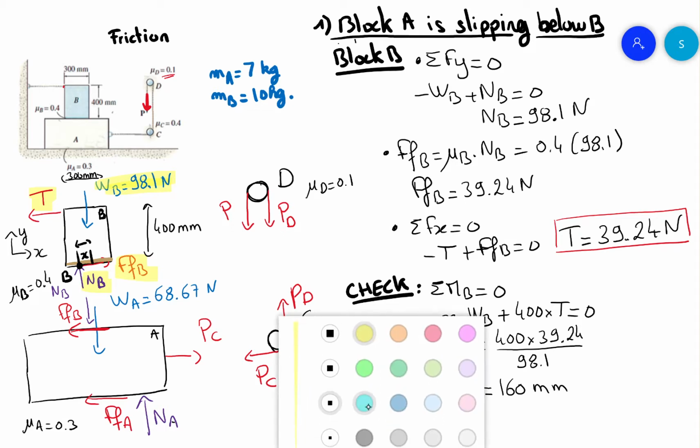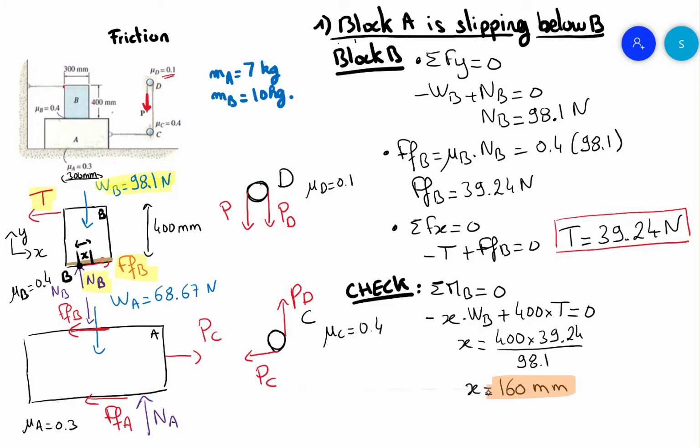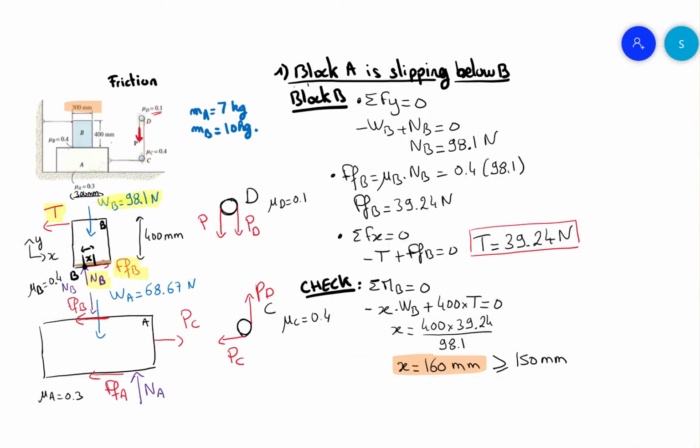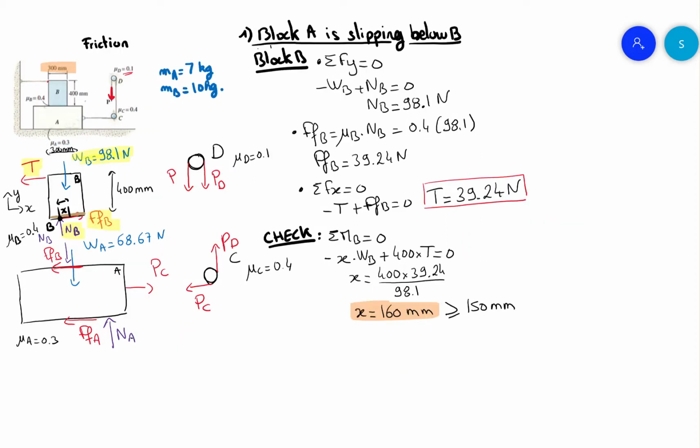So now let's compare this distance X with the size of the box. The size of the box is 300 millimeter, so half is 150 millimeter, and 160 is more than 150 millimeter. So it's not possible that the box is slipping, because if it's slipping, the normal force is outside the bottom of the box. So let's check if it's tipping. Second scenario.